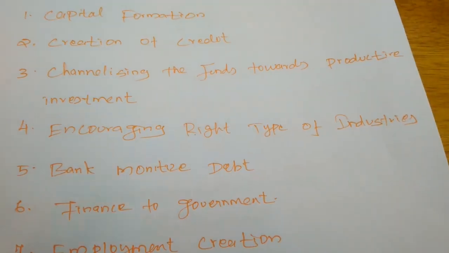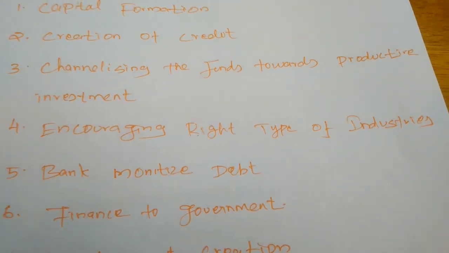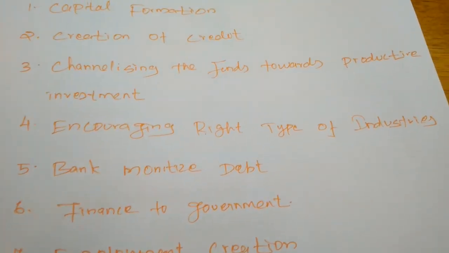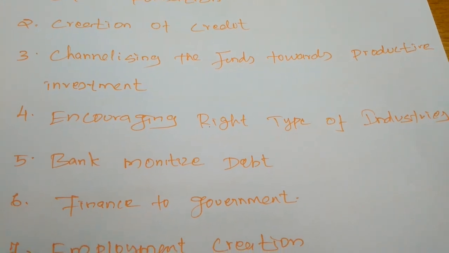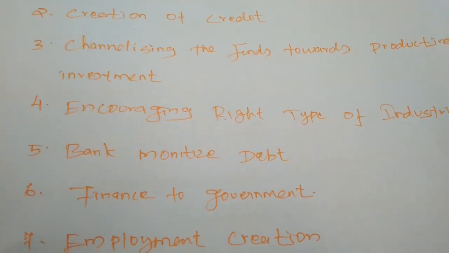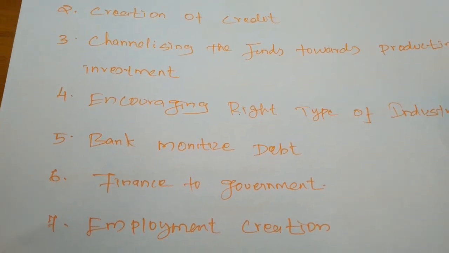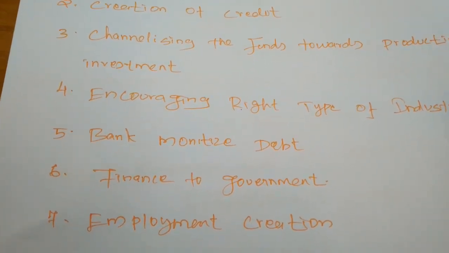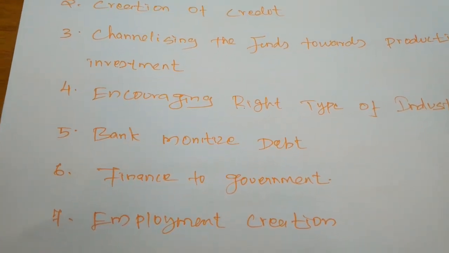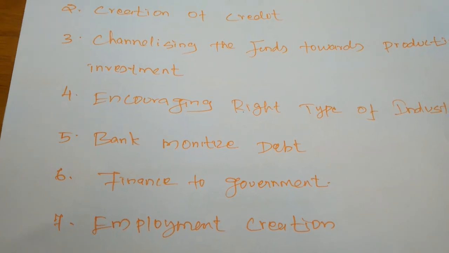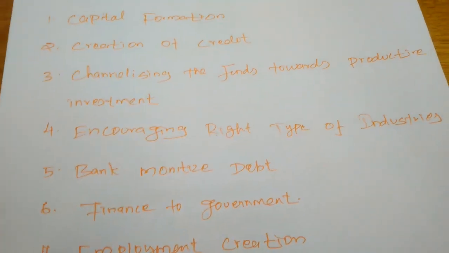Next, channelizing the funds towards productive investment. For the purpose of productive investment, the funds will be channelized. The banks invest the mobilized savings for productive purposes. Capital formation is not the only function of commercial banks. Pooled savings should be allocated to various sectors of the economy with a view to increasing productivity.